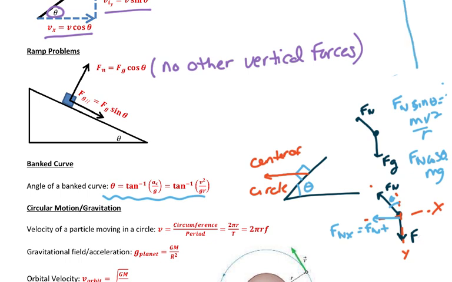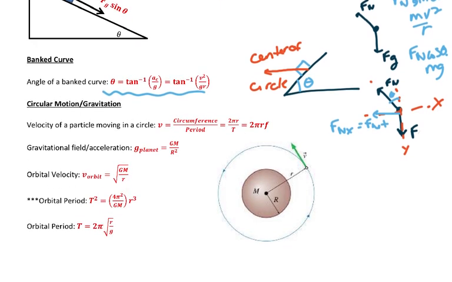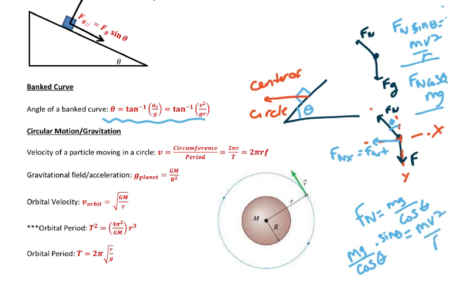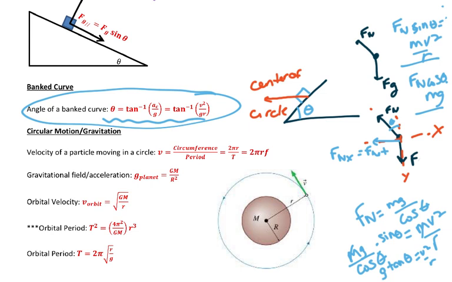If I take these two equations and combine them, I get Fn equals mg over cosine of theta. And so then I get mg over cosine of theta times sine of theta equals mv squared over r. The m's will reduce out and you end up with g tangent of theta equals v squared over r. And so that's where these equations come from.